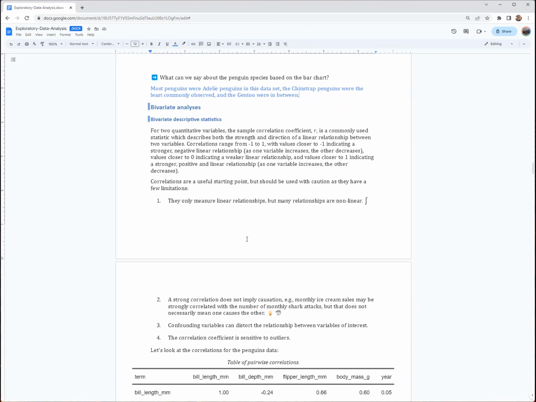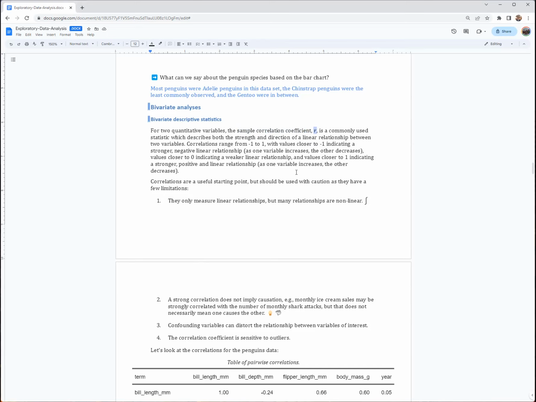All right, so moving on to two variables, or what we call bivariate analyses. We'll start with two quantitative variables. So descriptive statistics for two quantitative variables, the most commonly used statistic is the sample correlation coefficient, commonly denoted with a lowercase r.